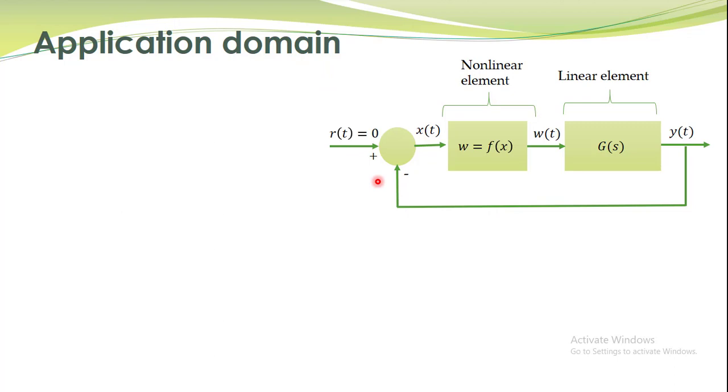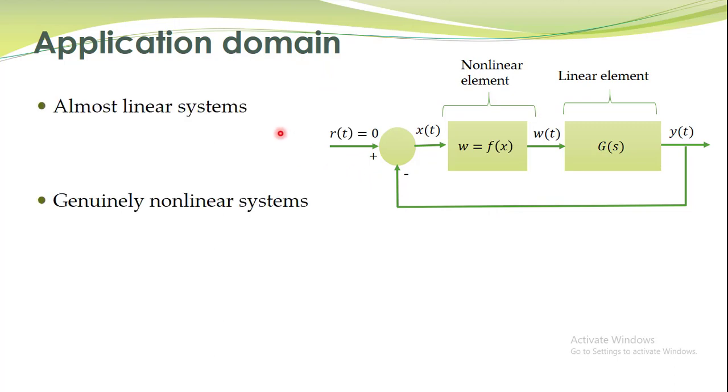So the systems which can be described by this block diagram can be analyzed by this describing function analysis approach. There are basically two categories of systems which can be brought into this particular form. One is that the system is almost linear and there is one nonlinearity in that system. Those systems can be brought into this particular form. And the second category of systems are genuinely nonlinear systems. So let's elaborate these two points.